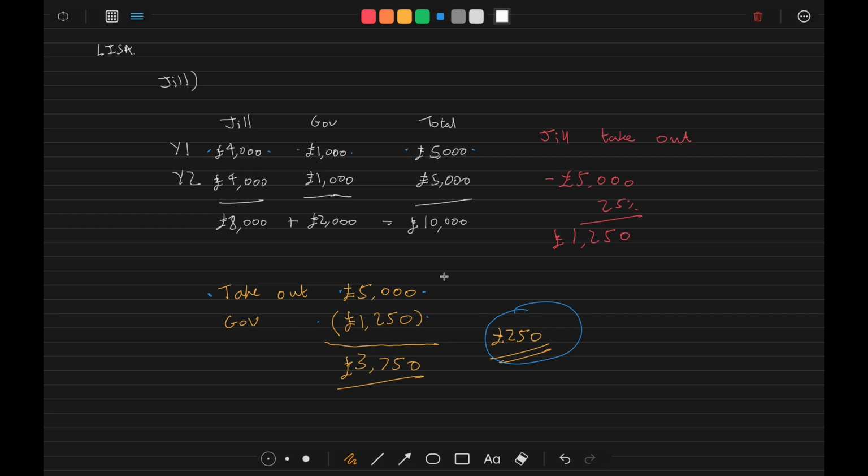So that's how the lifetime ISA works if you just take the money out early. The government this year has reduced this down to 20% rather than 25%. So if you were to take out £5,000, you'd only be losing £1,000 to make it £4,000. The second way you can take the money out is if you were going to buy a house, you can then redeem the money that way. Or the third way would be if you reach, I think it's 60 years old.